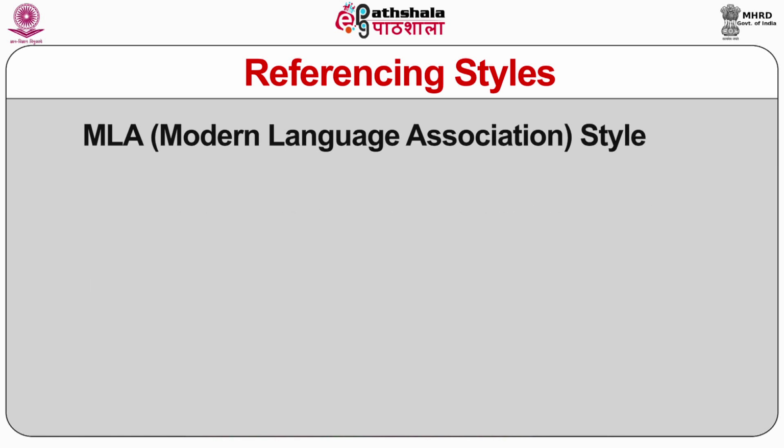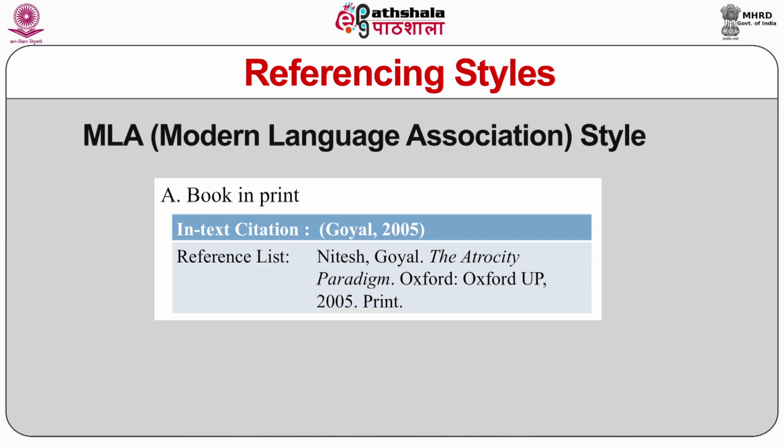Now, first, if you have a book in print, in the citation it will be the last name, the year, but in the references it will be Nitesh, Goyal, full stop, The Atrocity Paradigm, the title of the book, Oxford, then Oxford UP, in the year 2005, then print, which shows that the book that you have referred to is a printed book.